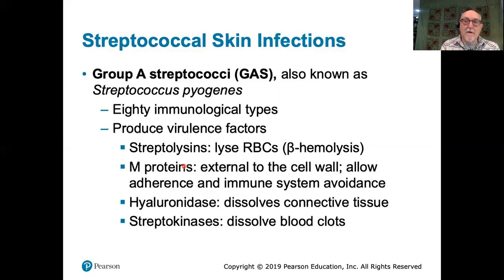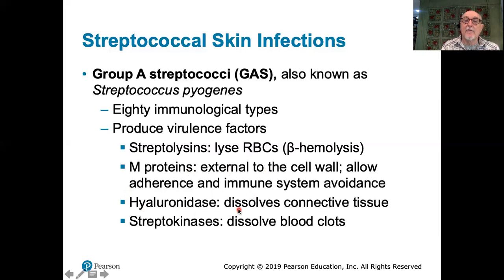Then they produce these proteins in the cell capsule. Not cell membrane, I'm sorry, in the cell capsule. It's exterior to the cell wall. These M proteins actually allow them to stick. Remember that adherence is very important in development of pathology. And they also avoid immune attack on the cells themselves, but the M proteins themselves are antigenic and can cause problems.